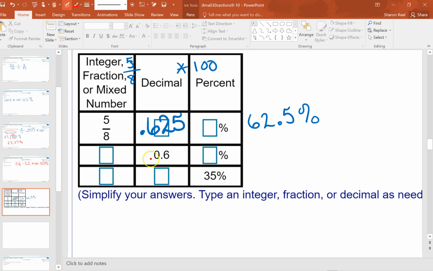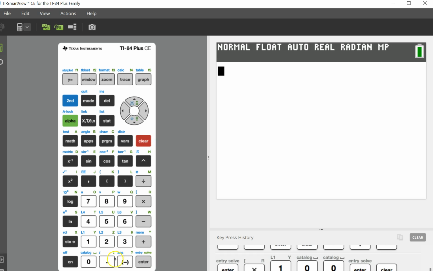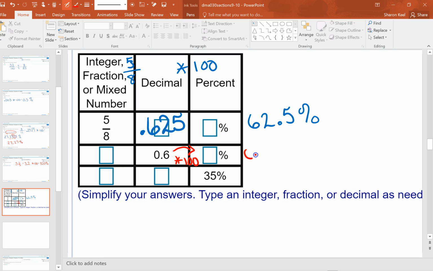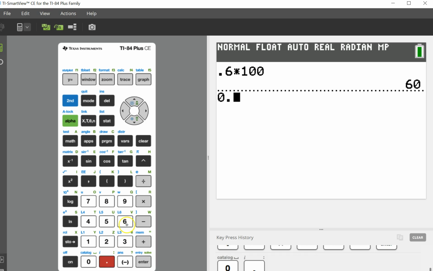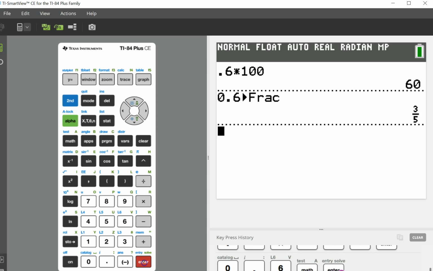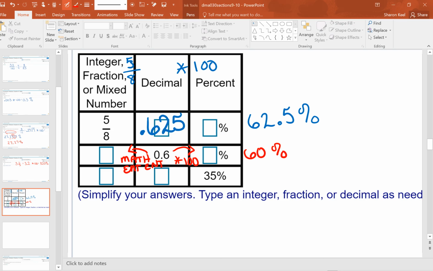Let me switch to another color. For this one, they give me 0.6. So if I'm going from here to here, I'm going to multiply by 100. So my 0.6, if I multiply by 100, that gives me 60%. If I'm going to go in the other direction, from the decimal to a fraction, remember the keystrokes. We can press math and enter twice. So my 0.6, press math, enter 2 times, and my fraction is 3/5.